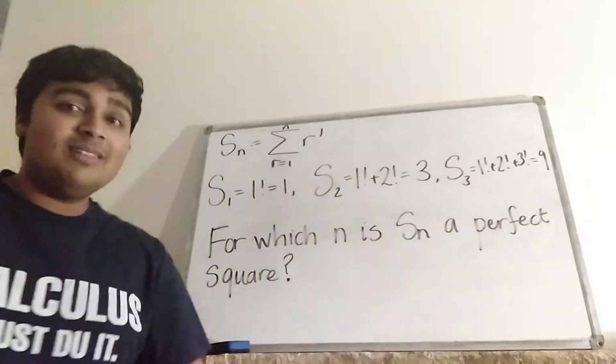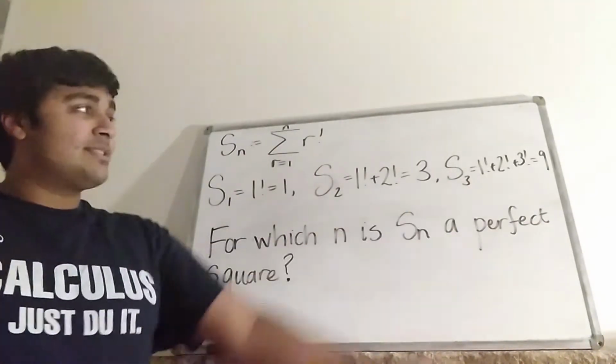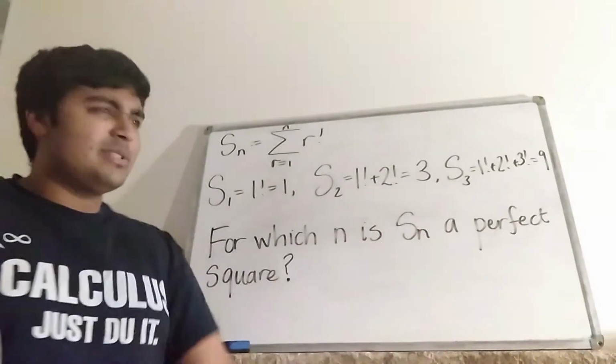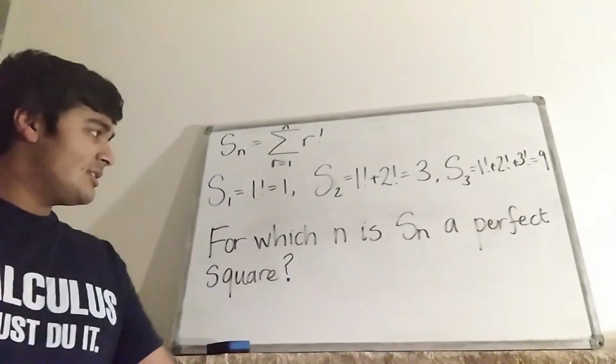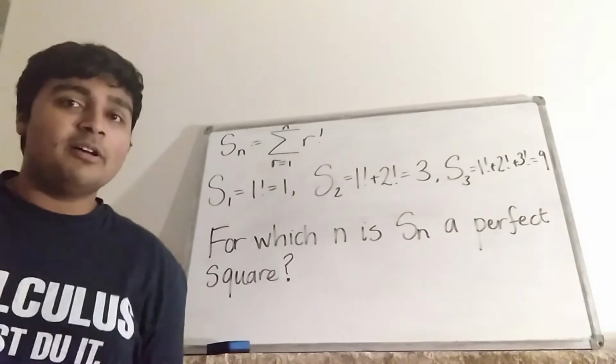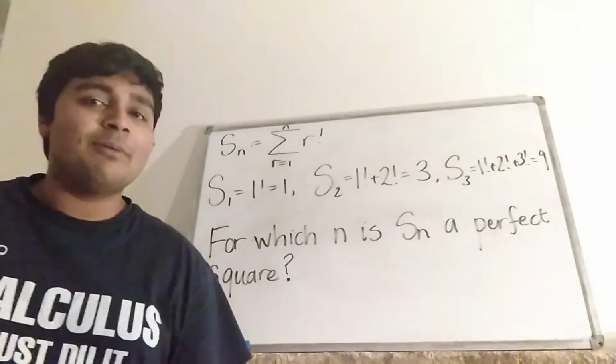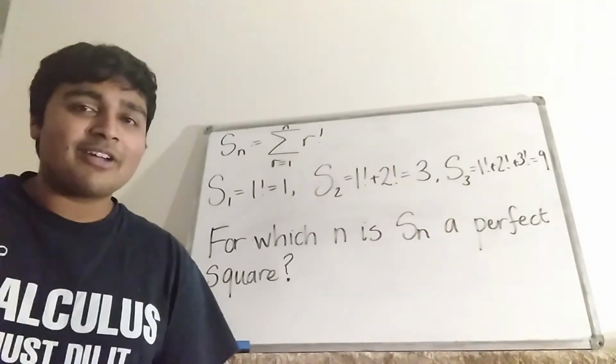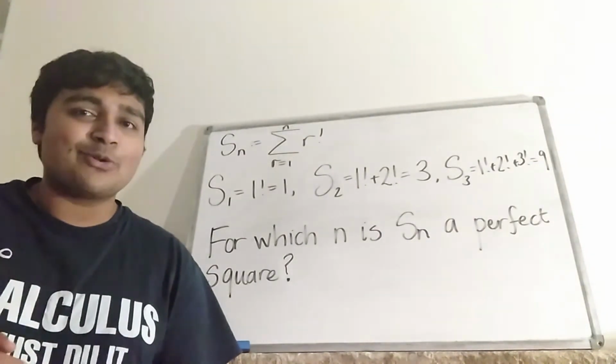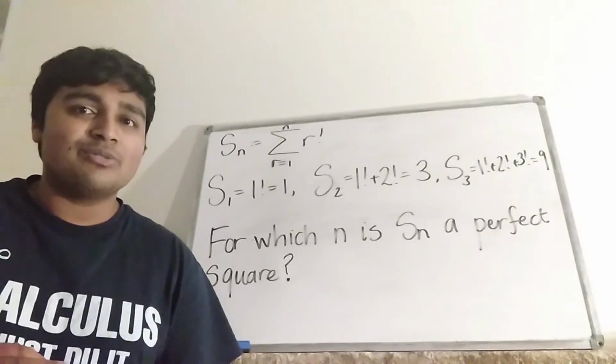Okay, so S1 is 1, so that's a perfect square. And S3 is 9, that's a perfect square, but S2 is 3, and 3 isn't a perfect square. So certainly S1 and S3 are perfect squares, but what other n are there such that Sn is a perfect square? Okay, so if you want to have a go at this problem, pause the video now and give it a go for yourself, and I'm going to jump straight into a solution.